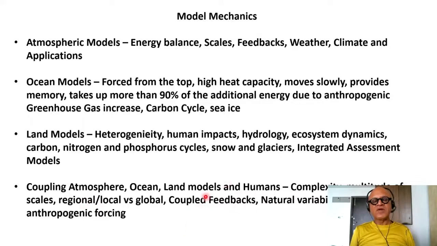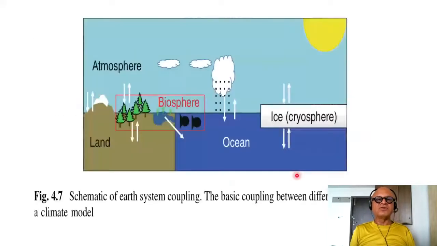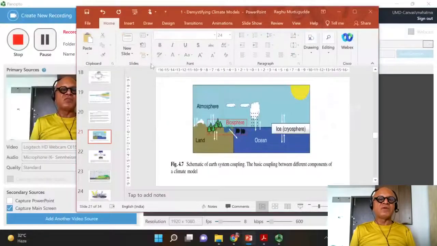And there are lots of coupled feedbacks like the ice albedo feedbacks, water vapor feedbacks, cloud feedbacks, and there are things like natural variability and how they are modulated by anthropogenic forcing. So we'll look at some examples of natural variability when we look at coupled models. Okay, so let me leave that there and then come back and start with the atmospheric component of the model.